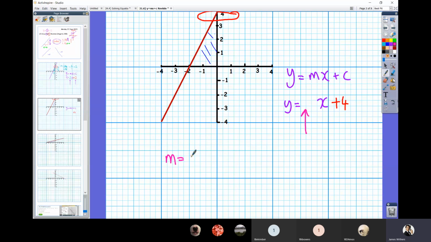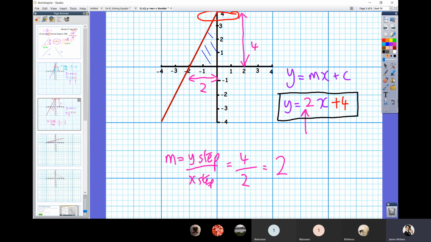So it's the height of the triangle divided by the base of the triangle. That triangle has got a height of 4 and a base length of 2. 4 divided by 2 is 2. Is it going upwards? Yes, it is. So the gradient's going to be +2. So the equation of this line is y equals 2x plus 4.